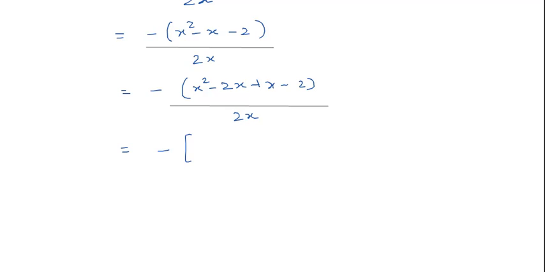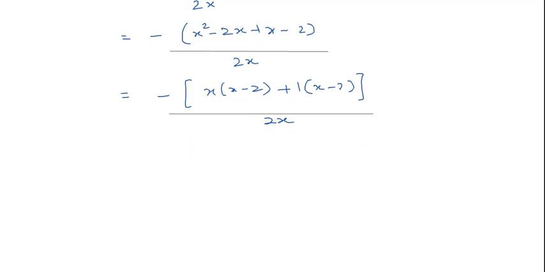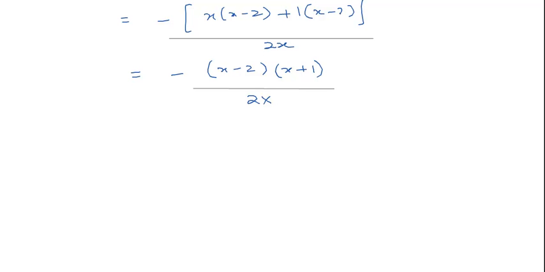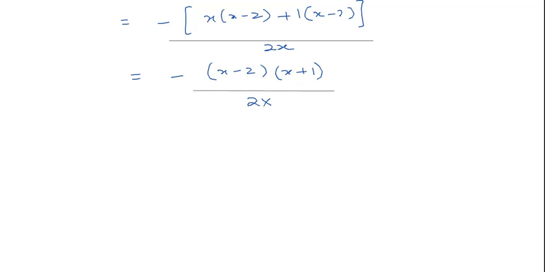We take x as common, so it will turn out to be minus of (x minus 2) plus 1 by x, minus 2, divided by 2x. So that will be equal to minus of (x minus 2) times (x plus 1) divided by 2x. Now let us try to discover the nature of the function. How can we do that?